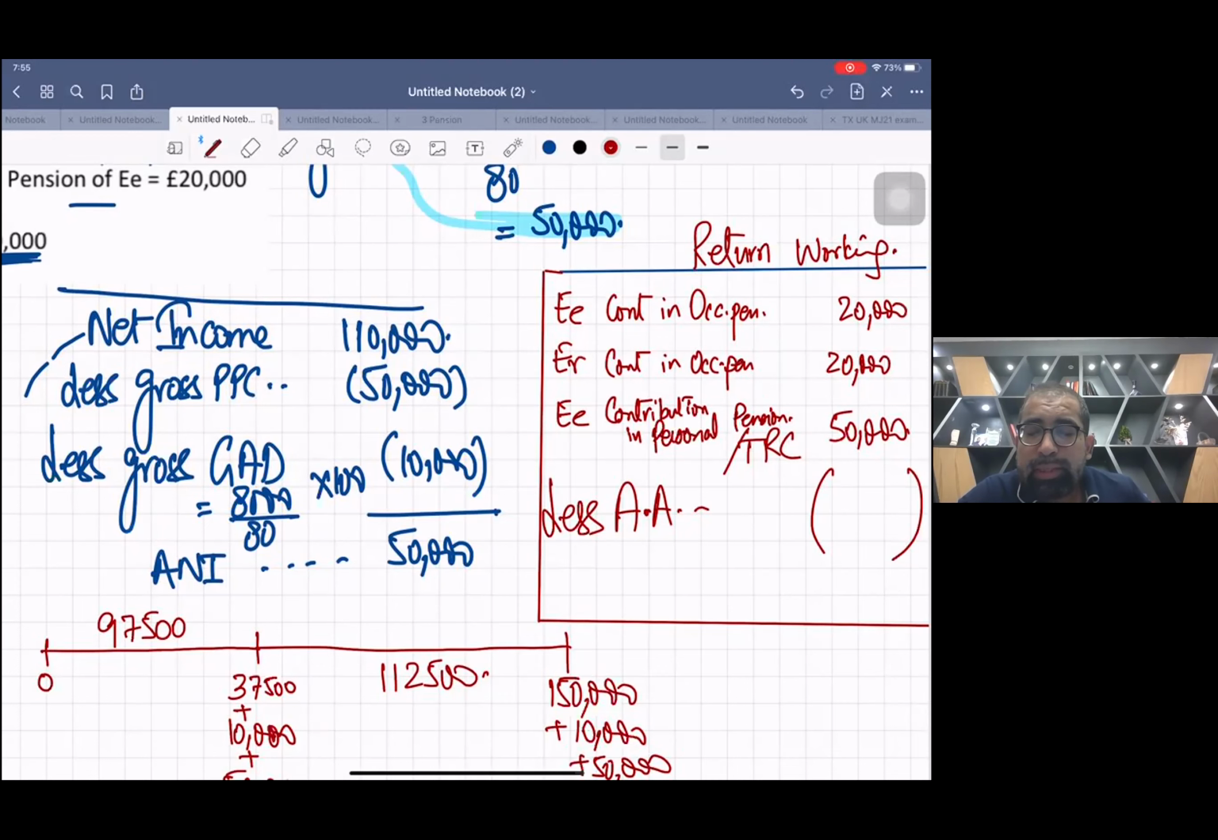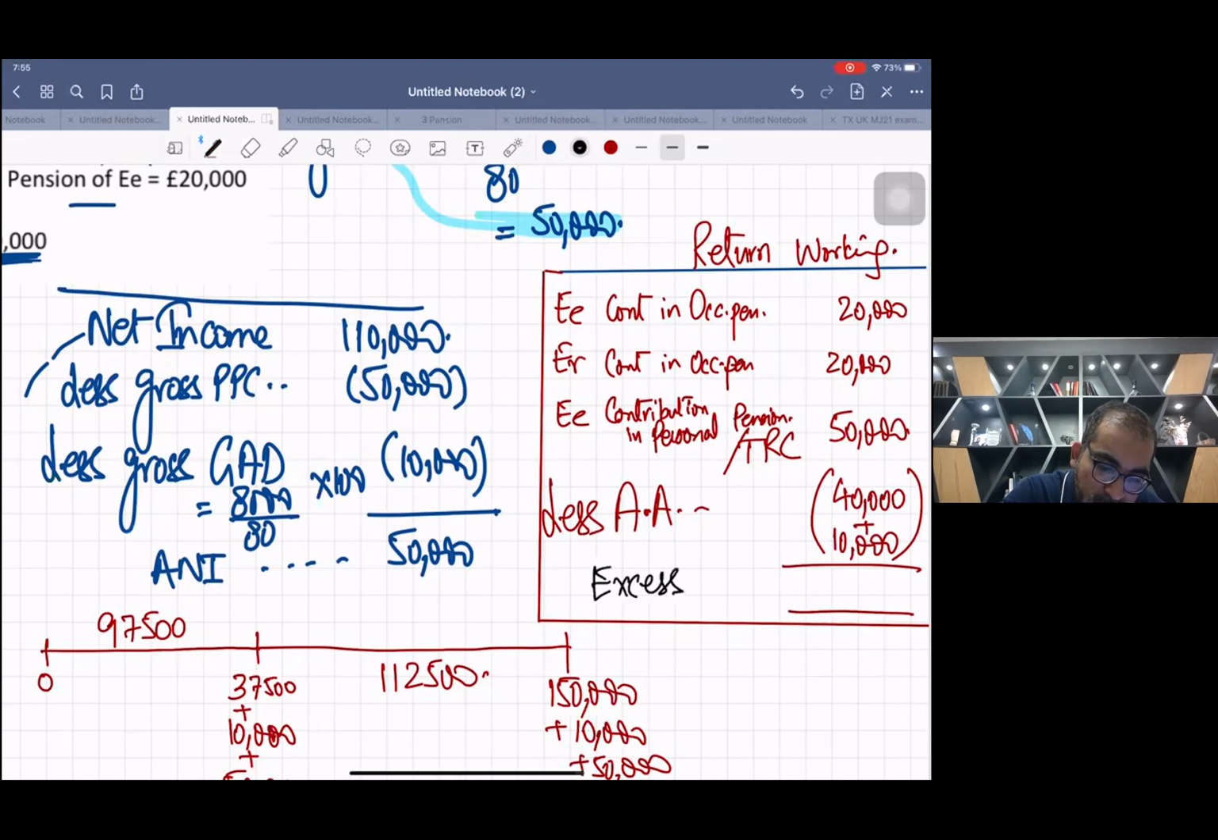How much annual allowance is available to you? 40,000 for the current year plus 10,000 old. So how much is the final excess? I think it's 40,000. This excess will be treated as non-saving taxable income.